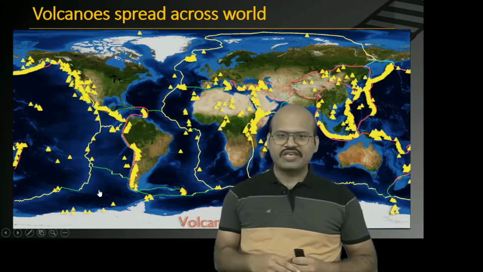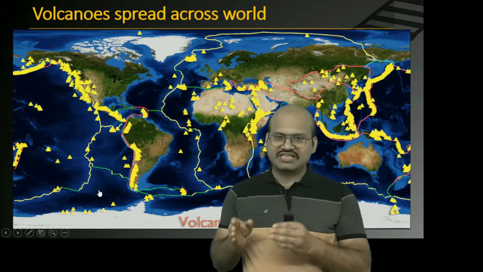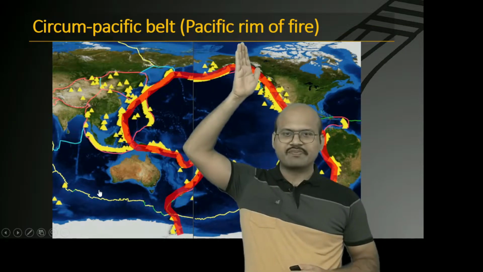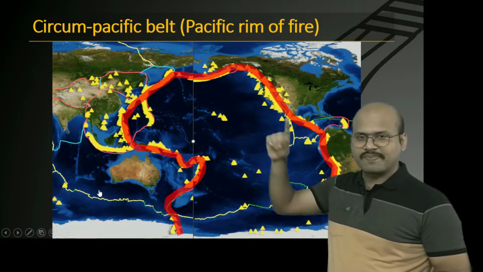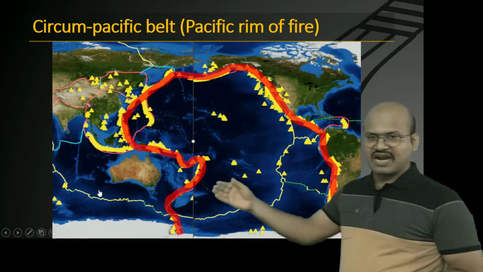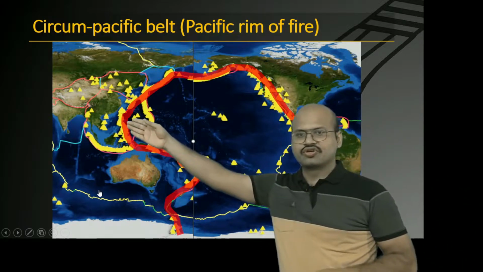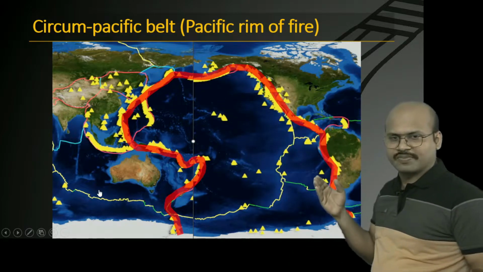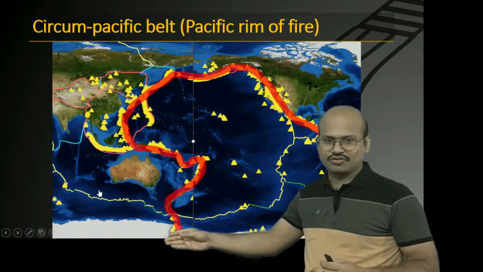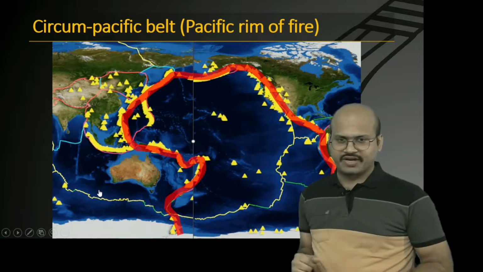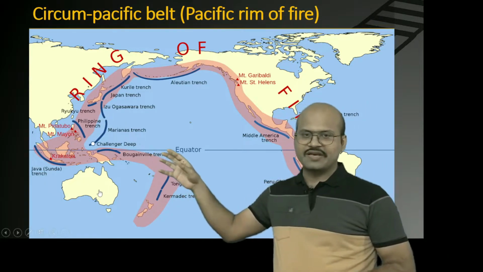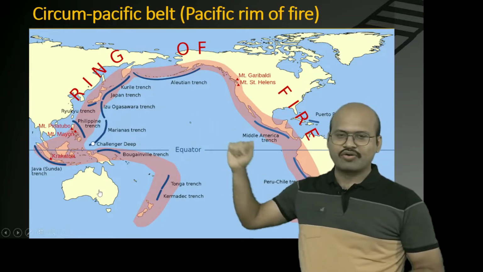Based on this map, we can classify the volcanoes into three different regions. The first is the Circum-Pacific Belt or Pacific Ring of Fire. This is a belt surrounding the Pacific Ocean where we see a huge concentration of volcanoes. It starts right from New Zealand, goes to Asia, North America, South America. In fact, there are certain volcanoes in Antarctica which can be included according to some references in the Circum-Pacific Belt. This is a map where you can see the important trenches as well as important mountains.